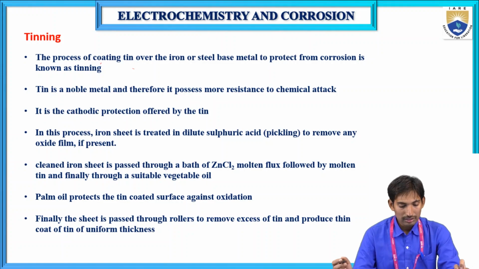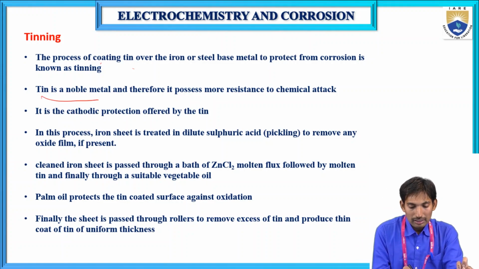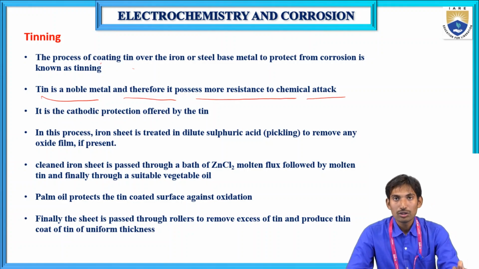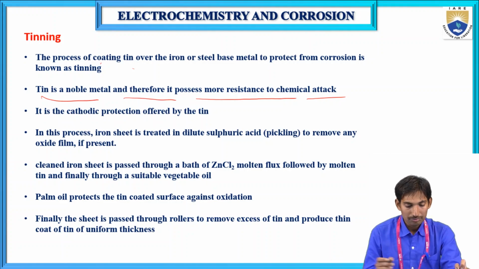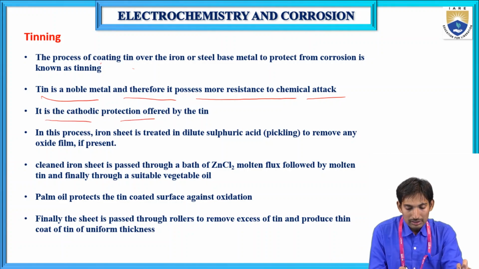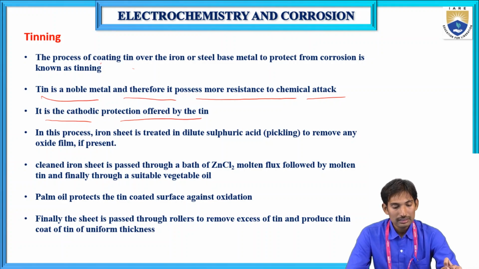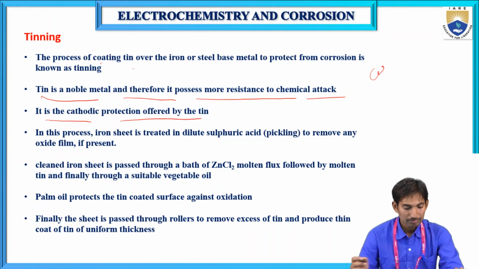Tin is a noble metal and therefore it possesses more resistance to chemical attack, so it has high resistance to corrosion. It is the cathodic protection offered by tin. In galvanizing, that is anodic protection, meaning zinc acts as anode and our base metal acts as cathode. But in the case of tinning, it is an example of cathodic protection, meaning tin acts as cathode and our base metal acts as anode.